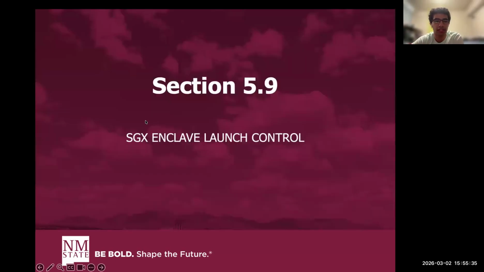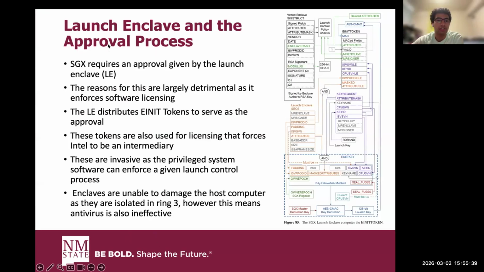Beginning with section 5.9, as I said, is SGX enclave launch control, so the launch enclave and the approval process. SGX requires an approval given by the launch enclave before it actually begins. The reasons for this are largely detrimental as it enforces software licensing. The launch enclave distributes EINIT tokens to serve as the approval to allow SGX to execute. These tokens are also used for licensing that forces Intel to be an intermediary.